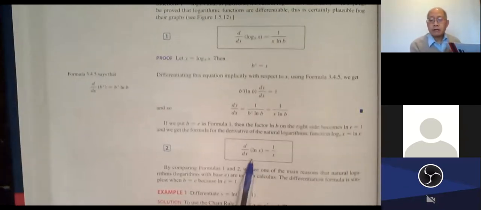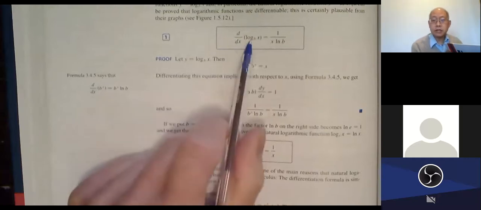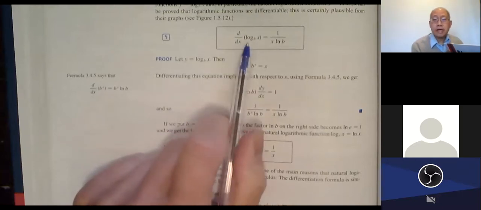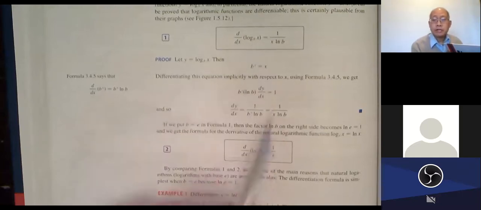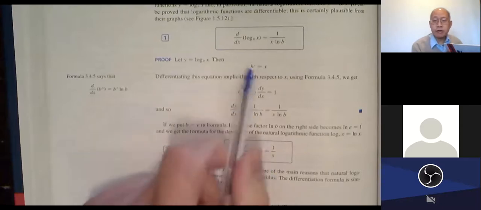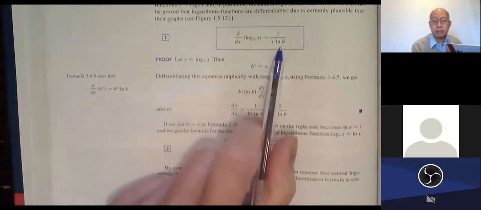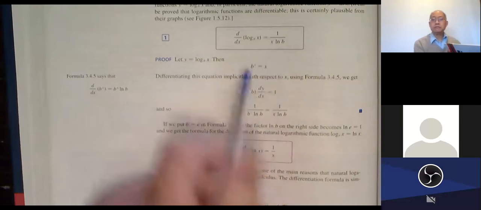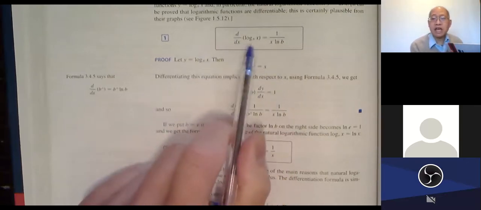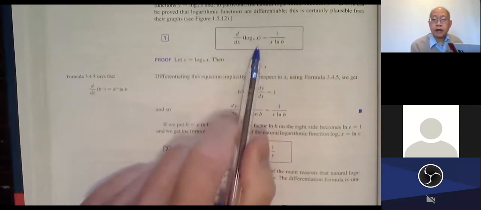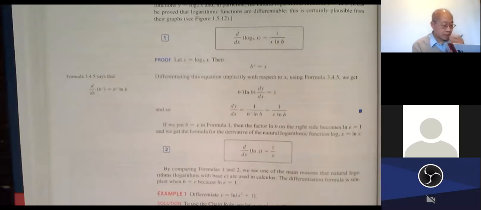Okay. So what about logs to any other base? Then you do this. The derivative of log base b of x, it's still got 1 over x, so that's the same 1 over x, but you have to multiply by ln b in the denominator on the bottom. So clearly it's not so nice. So what's the derivative of log base 7 of x? 1 over x ln 7.